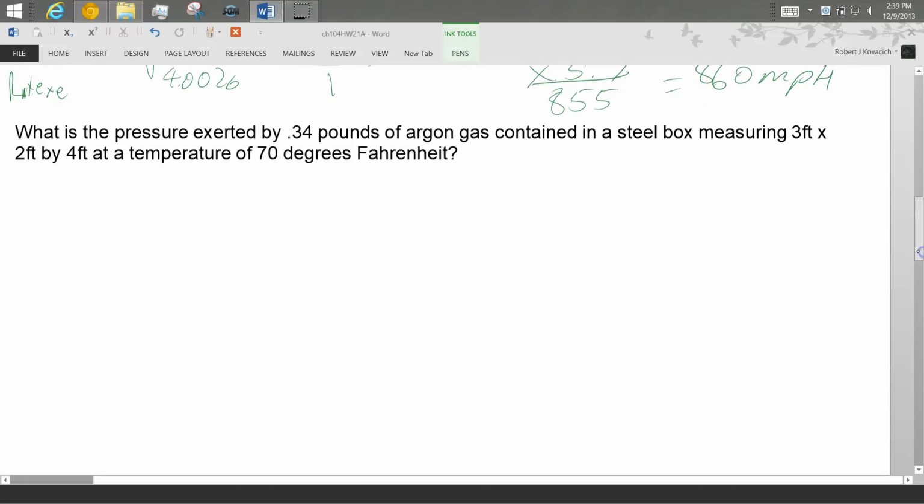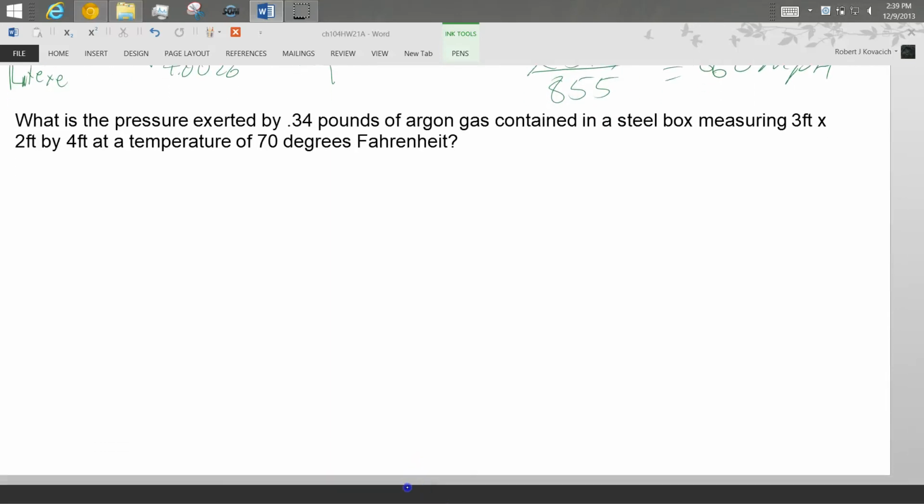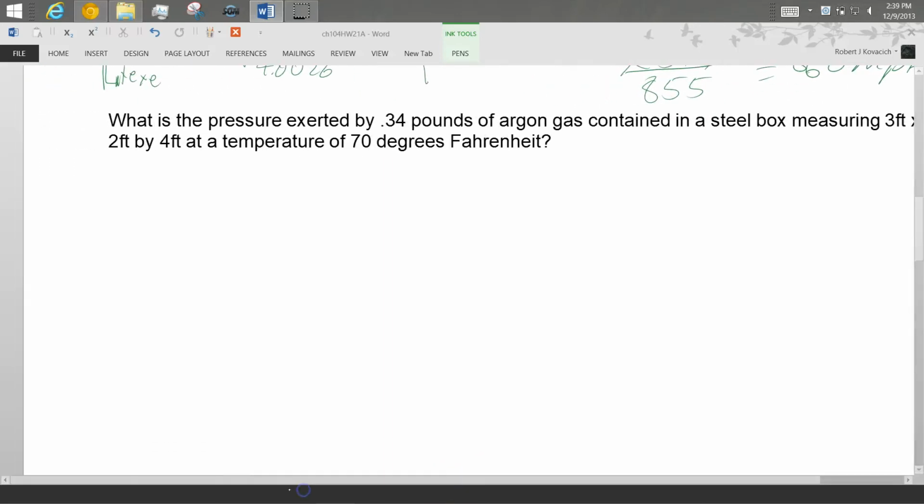All right, so this next problem is kind of jerkish, but whatever. We've got pounds, and we've got feet and feet and feet, and we've got Fahrenheit, and we want a pressure. This is an ideal gas law problem, so what we're looking for are liters, atmospheres, moles, and Kelvin. So none of those units work out for us.